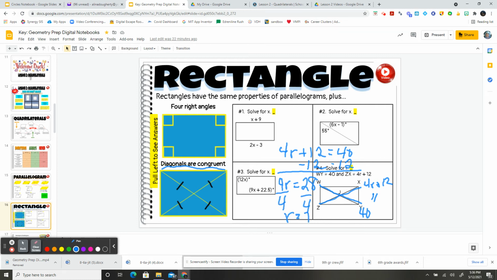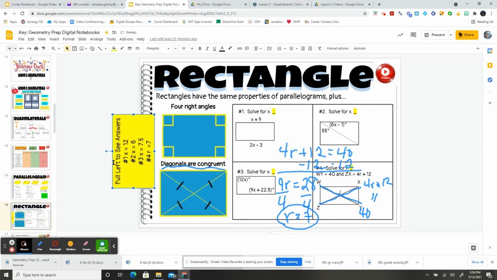And then we divide by 4, and R equals 7. If you're not sure, or maybe you already did this and didn't even watch the video, I will never know, you can always look over here. So number 1 was 12, number 2 was 6, number 3 was 7.5, and number 4 was 7. Go on to the next one.